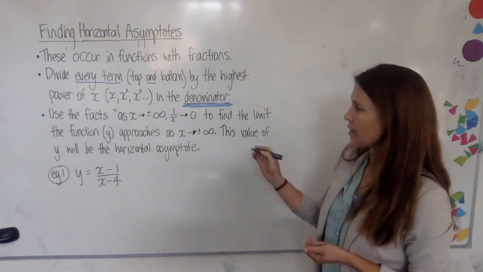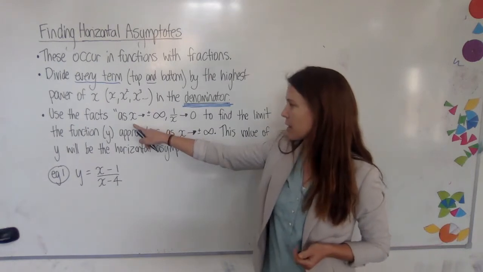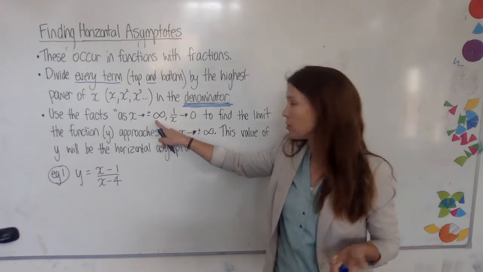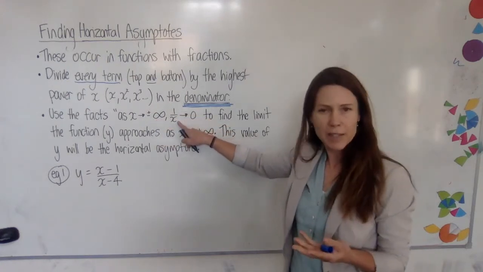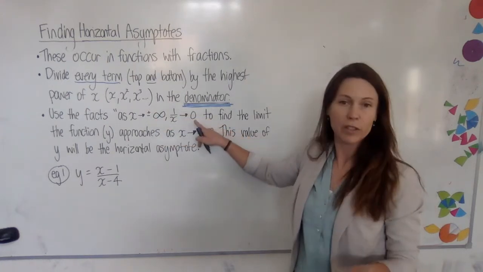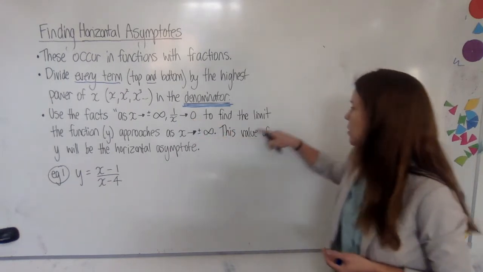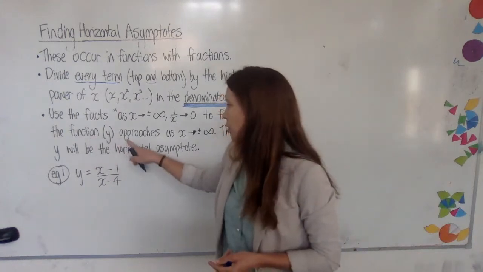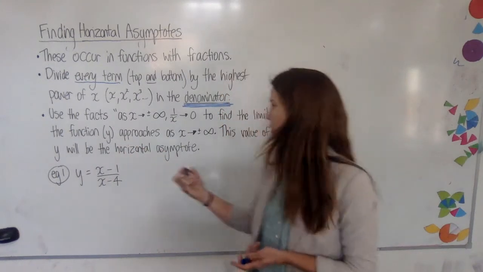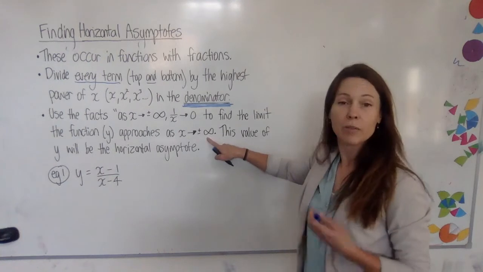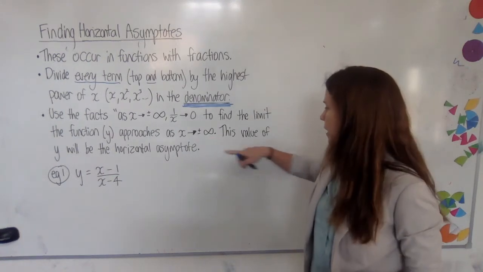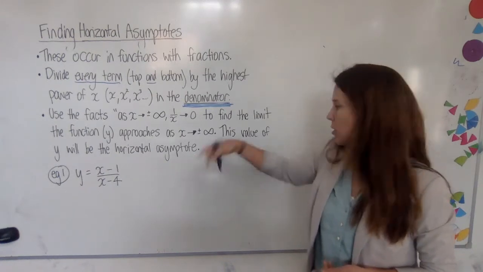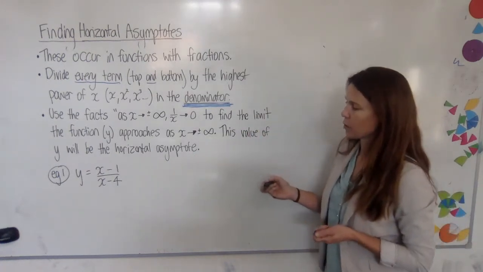Once we've done that, we can use the facts that we've already seen today, which is that as x becomes really, really big or really, really small, 1 over a massive number or a tiny number is virtually 0. So that tells us that we can use these to find the limit that the function is approaching, and that's the limit that y will be approaching as x becomes really, really big or really, really small. And the value that we get with this limit will be where our horizontal asymptote is. So let's do a couple of examples so you can see how it works.